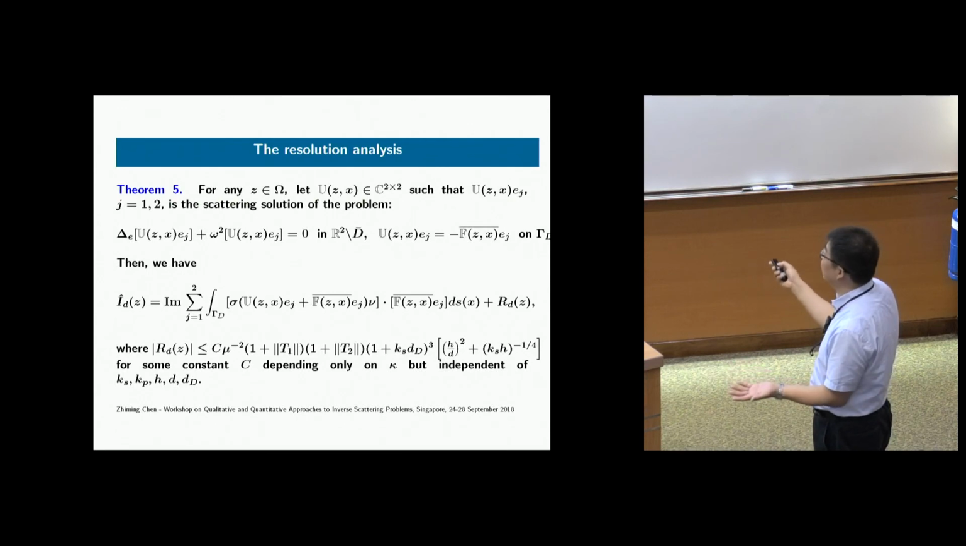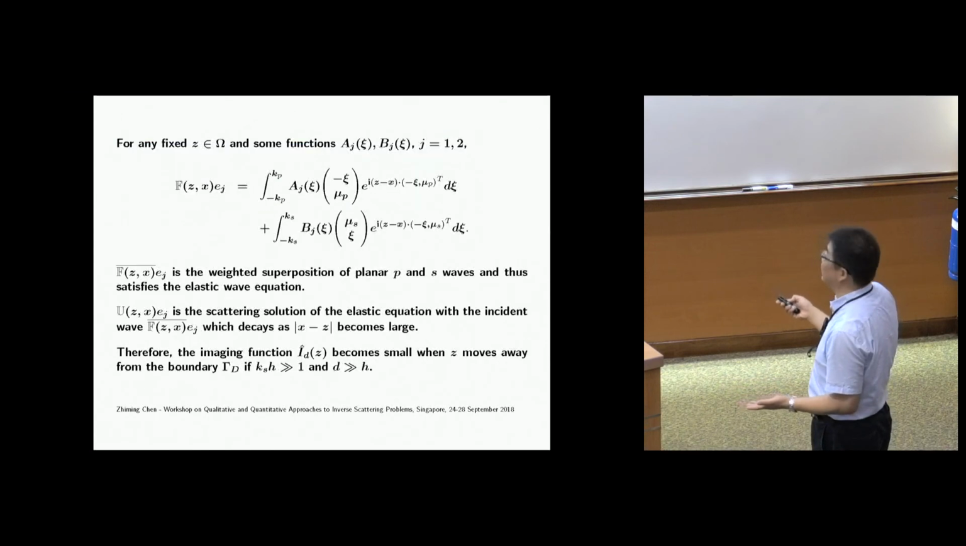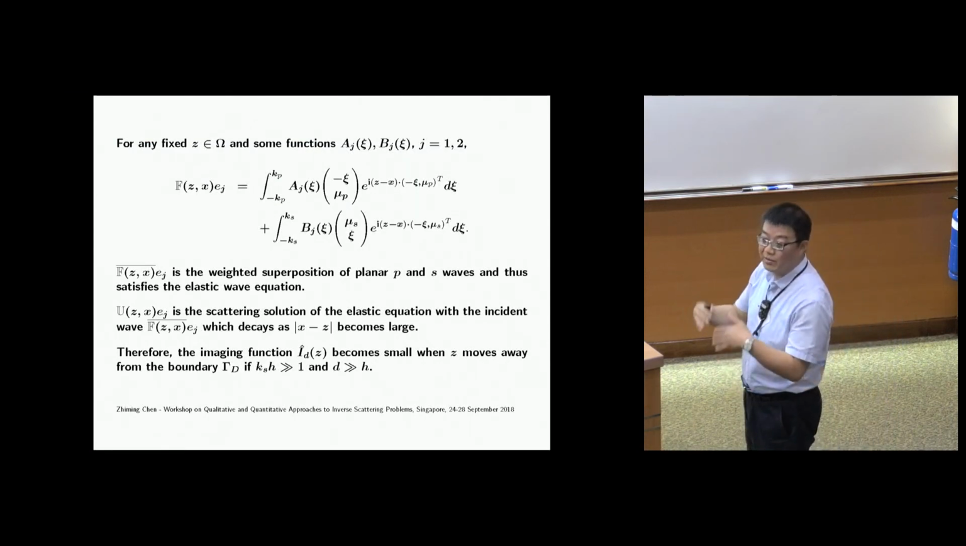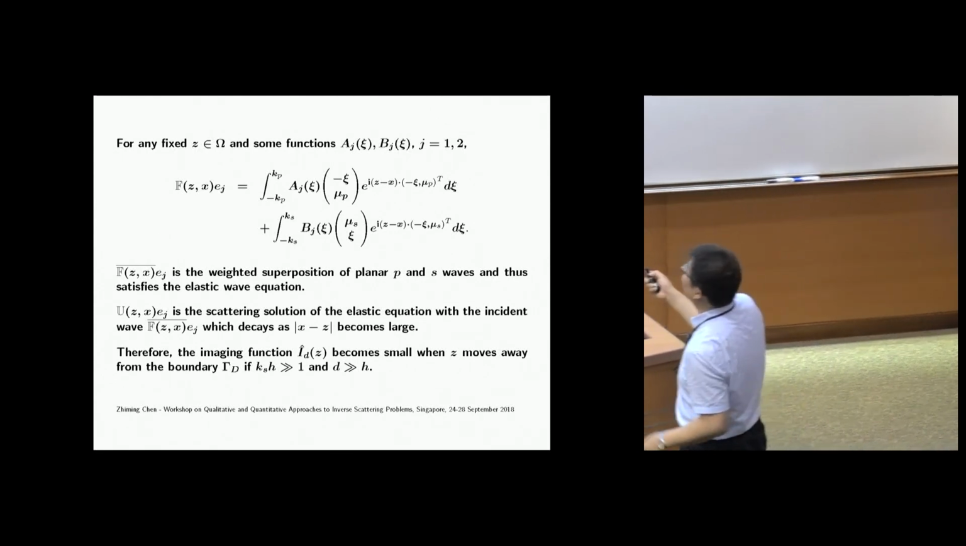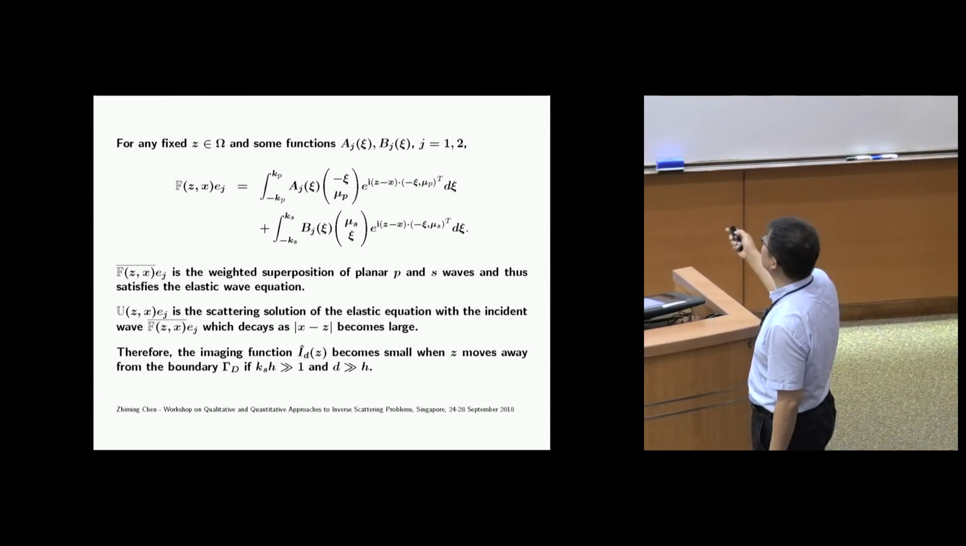This will tell us that if z and x are far away, then this will be small. But not more. So to go a little bit further, we go to the high frequency limit, to say more about this imaging function. Now let's see what this F is. F can be written like this. This is planar P waves, and this is planar S waves.